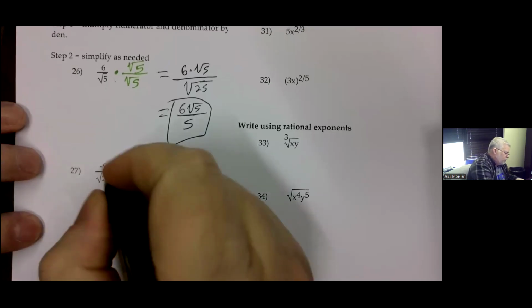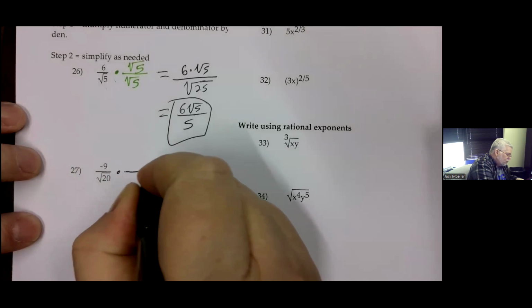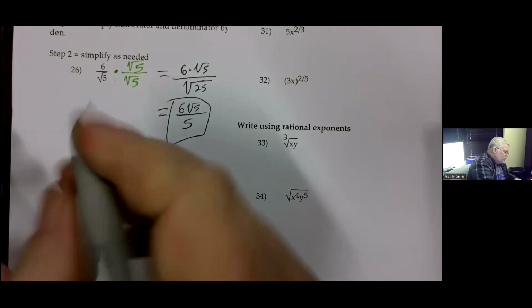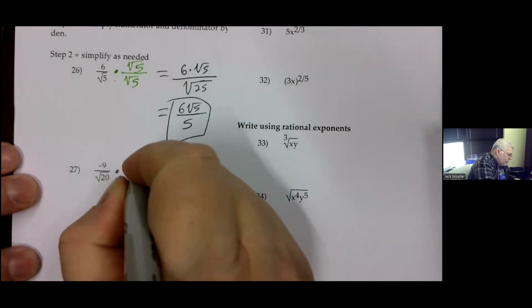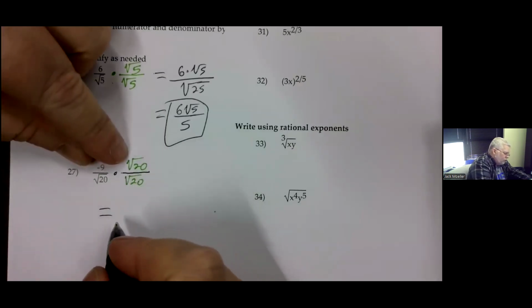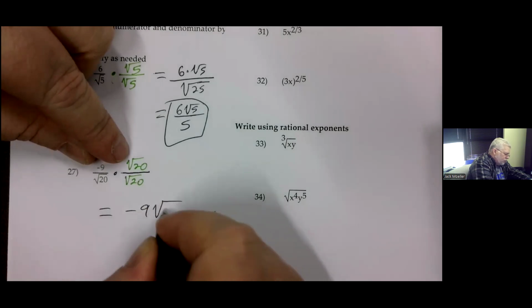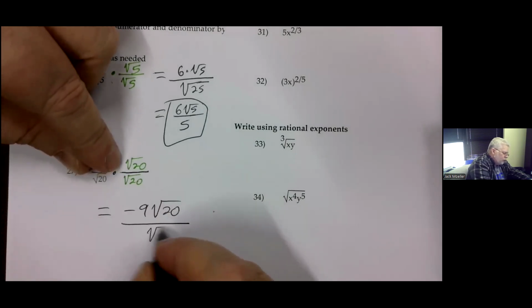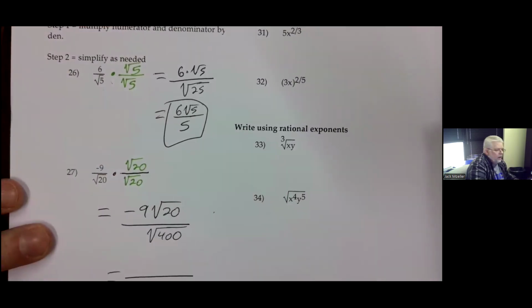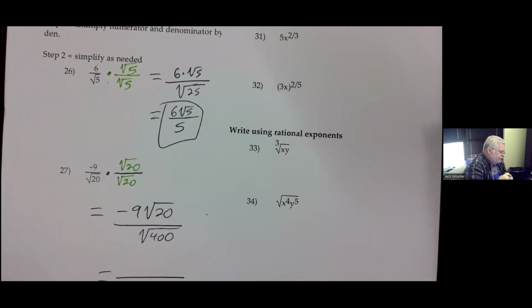So -9 over square root of 20. Now you might see examples that say, well, can that square root of 20 be simplified? Yes, but let's wait and do that at the end. I find that for most students, simplifying the last step is a little bit more straightforward. So let's just multiply square root of 20 over square root of 20. On the top, we can't multiply that 9 times the 20 because one's inside, one's outside. On the bottom, we have square root of 20 times square root of 20, which is 400. And so now let's simplify.